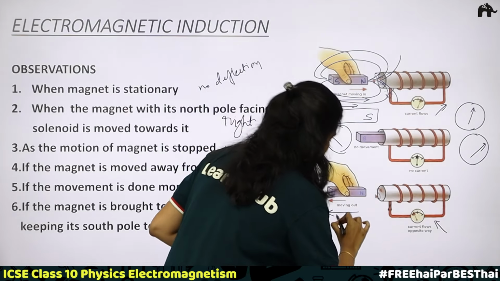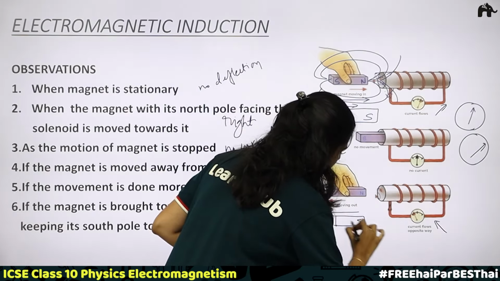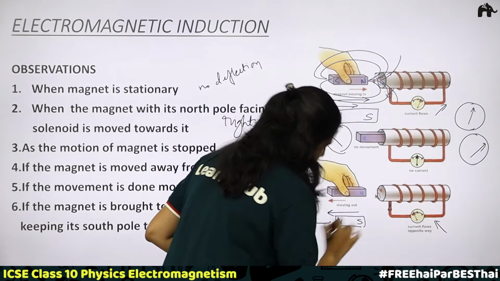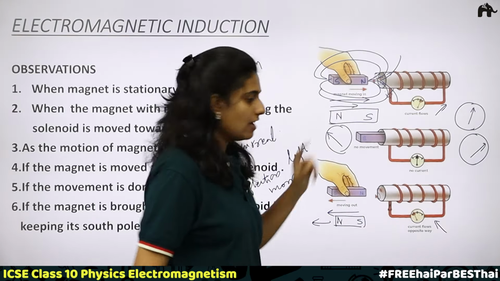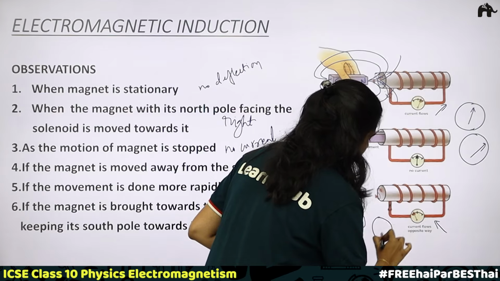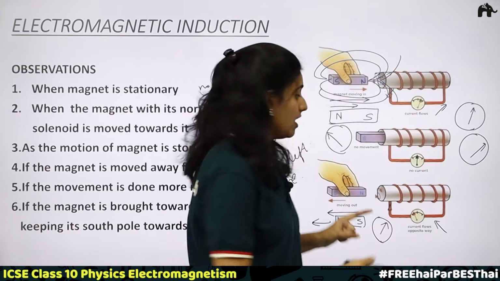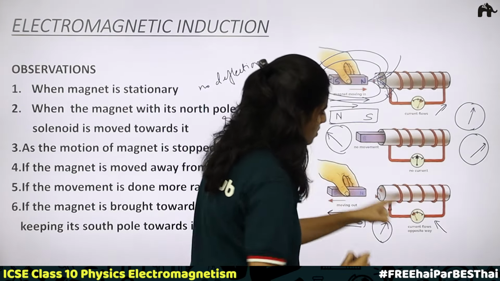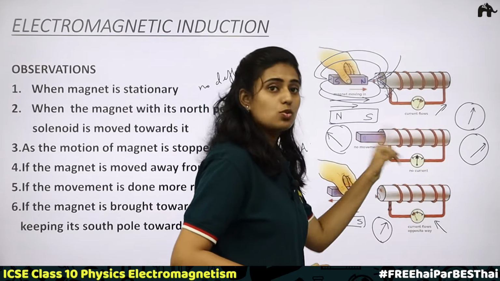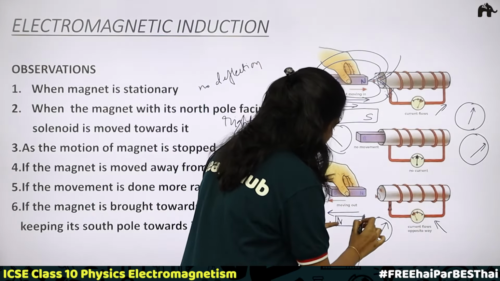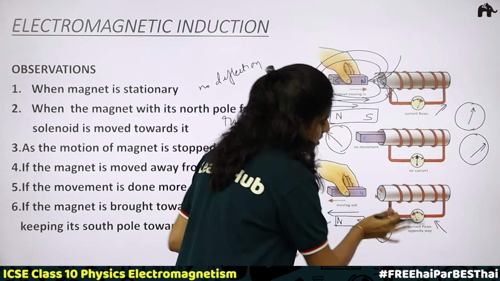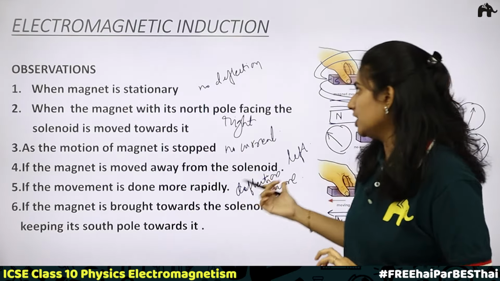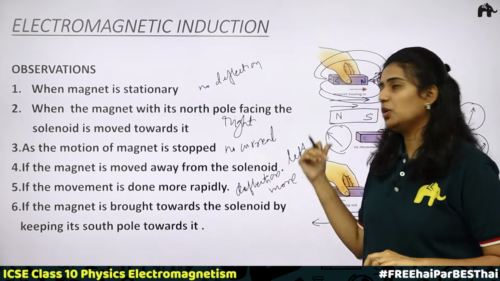Now, when the magnet is moving out, south-north, it is moving out. In which direction will the deflection be? Here it is towards left. So, here it should be towards right. Okay, north pole moving out, then it is towards left. South pole moving out, in that case, you can see the deflection is towards right. So, these are the observations that Faraday got doing the experiment.